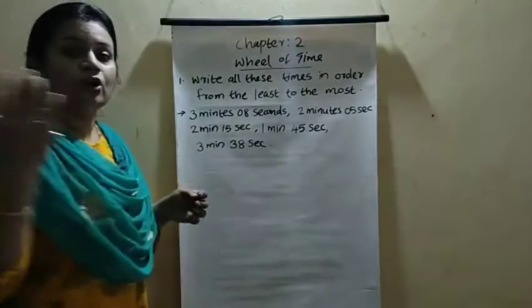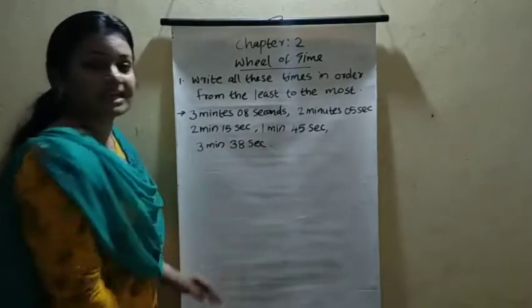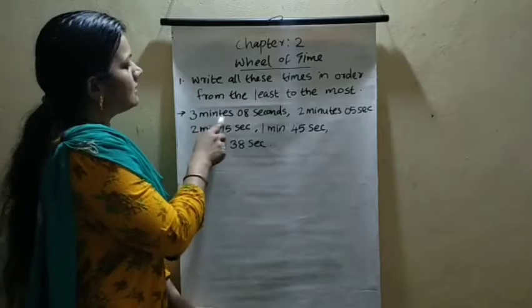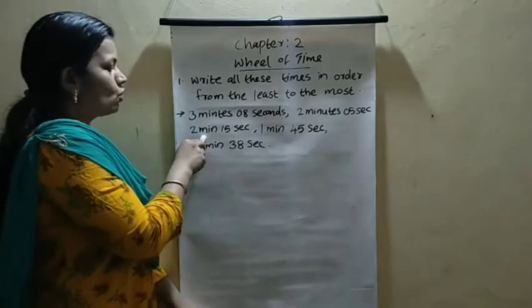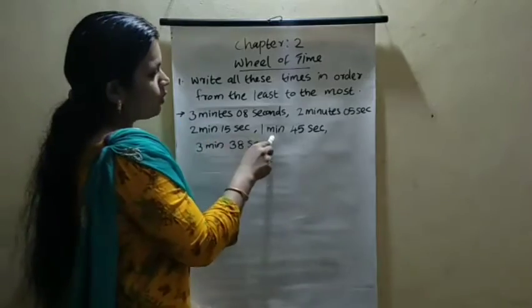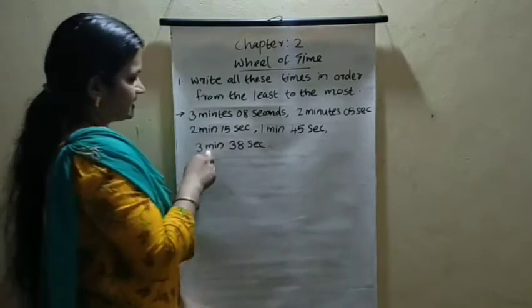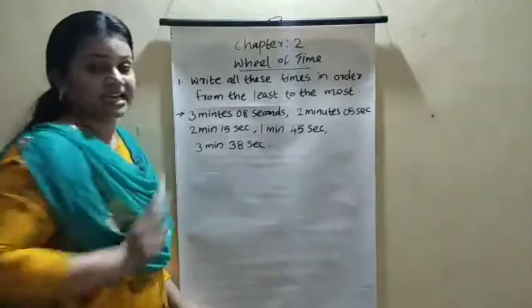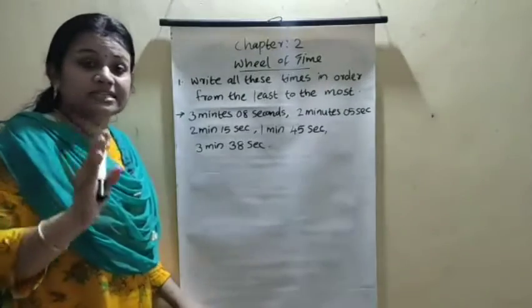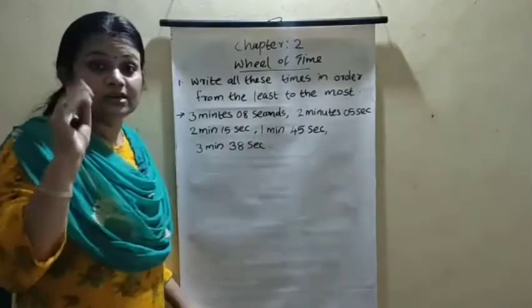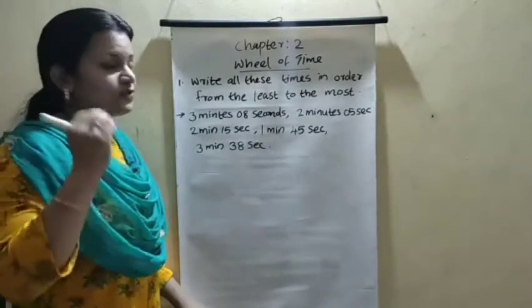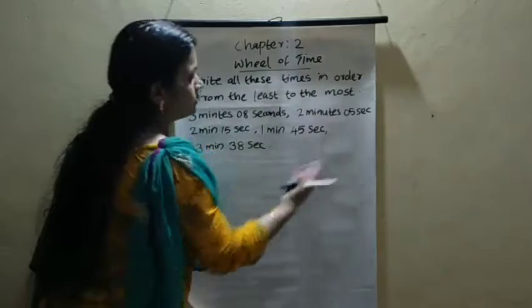Okay, first of all read the times. The minutes and seconds are given: 3 minutes 8 seconds, 2 minutes 5 seconds, 2 minutes 15 seconds, 1 minute 45 seconds, 3 minutes 38 seconds. First of all you consider the minutes. The minute is the bigger unit, so first you consider the minutes.